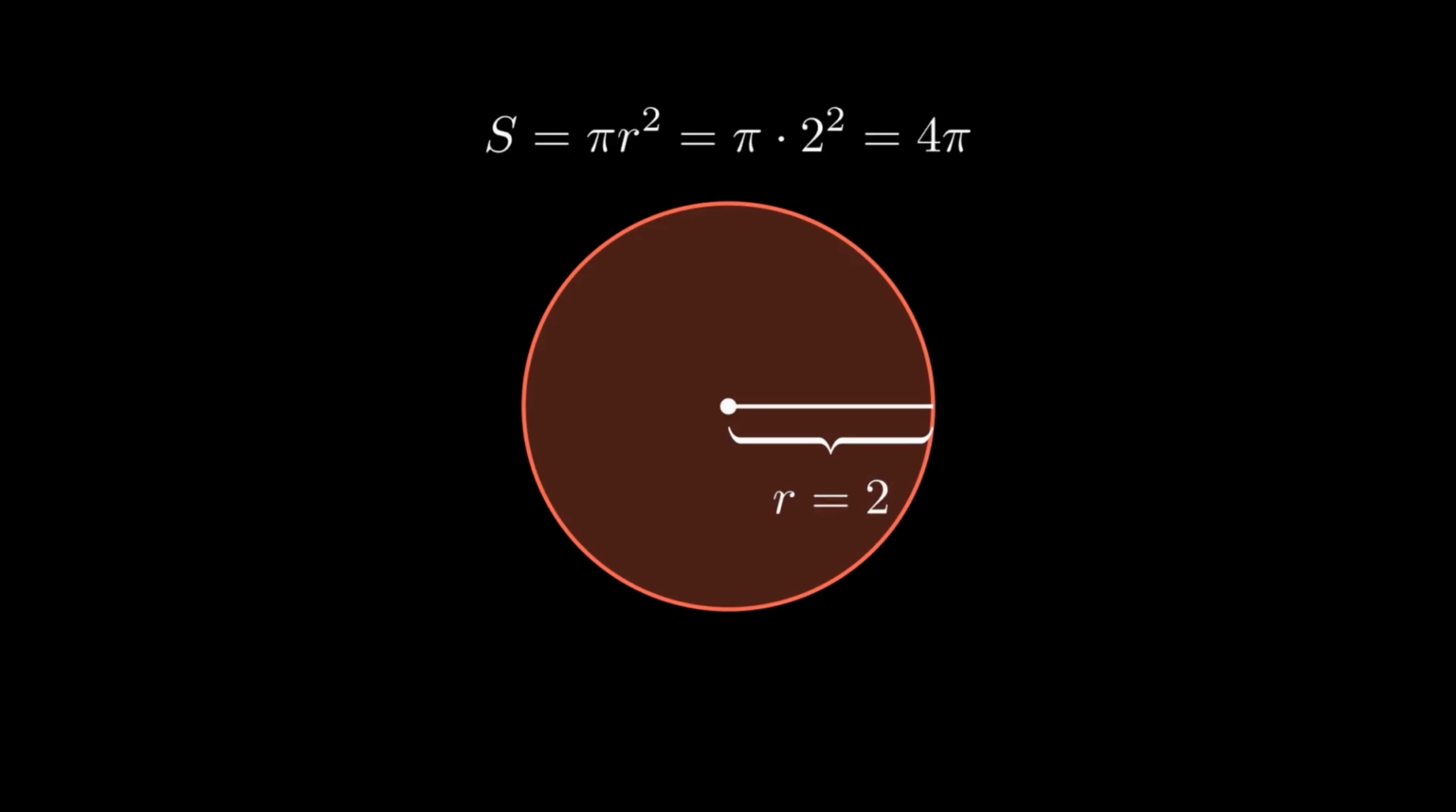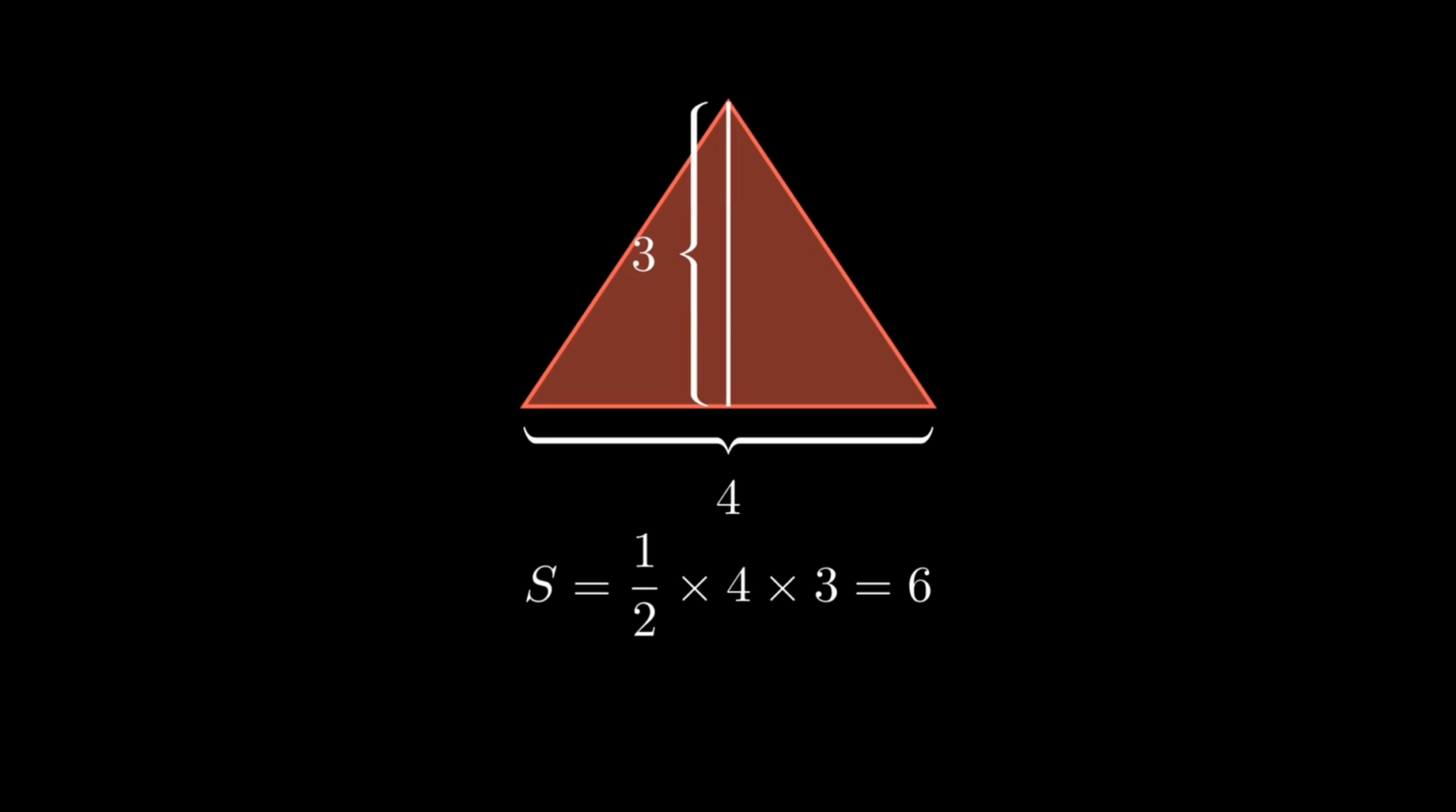This is a circle with a radius of 2 units. The area is pi times the radius squared. That's pi times 2 squared, which equals 4 pi square units. This is a triangle with a base of 4 units and a height of 3 units. The area is half of 4 times 3, which equals 6 square units.